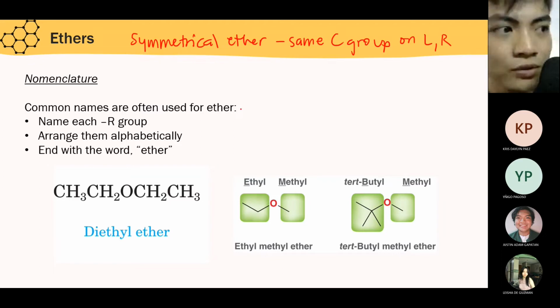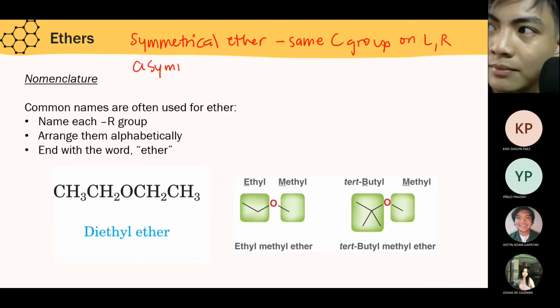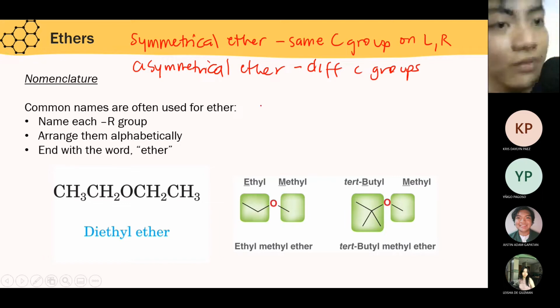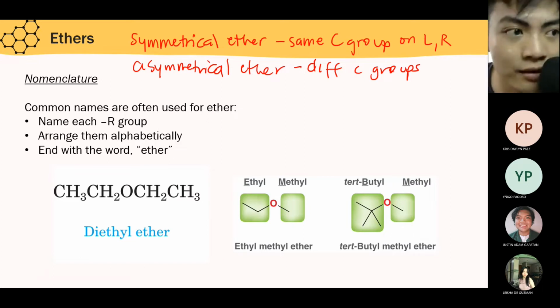Okay? So, same carbon groups on left and right kapag symmetrical ether. Kapag asymmetrical ether, different carbon groups. Okay? Now, paano natin papangalanan? Kapag symmetrical ether, madali lang. Okay? Look at our examples earlier.